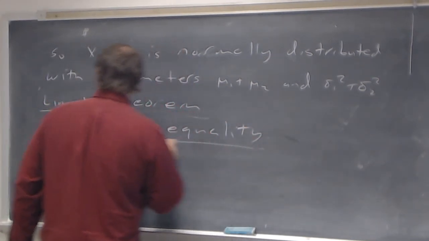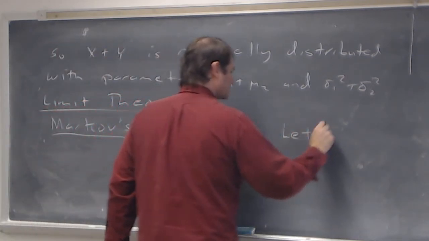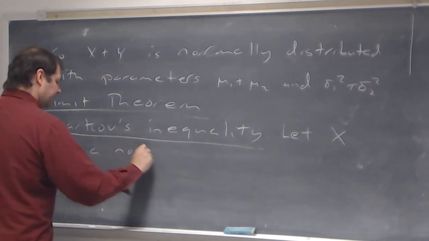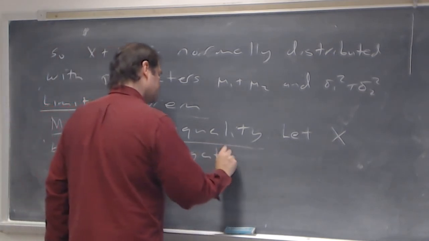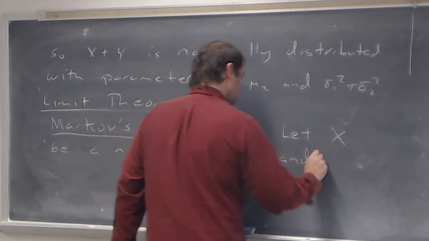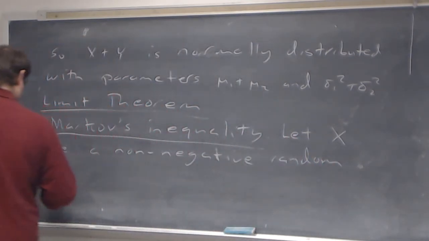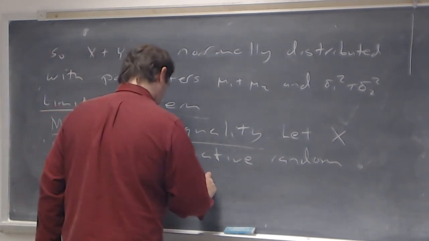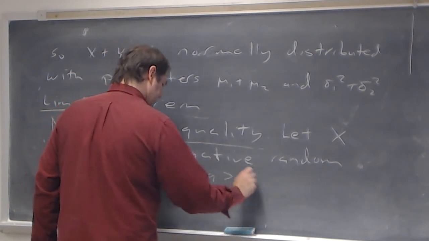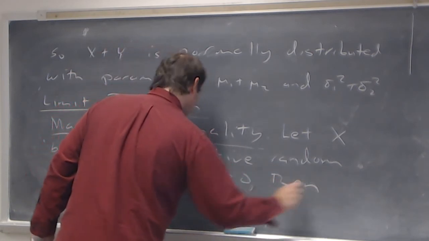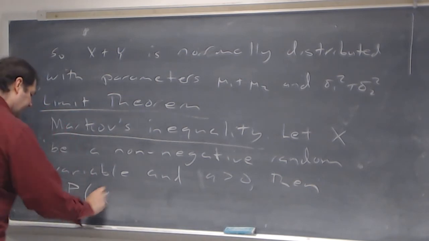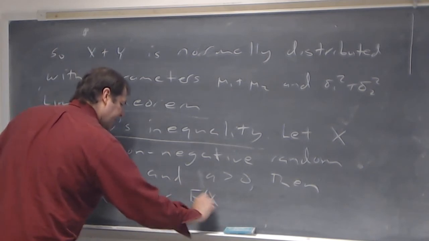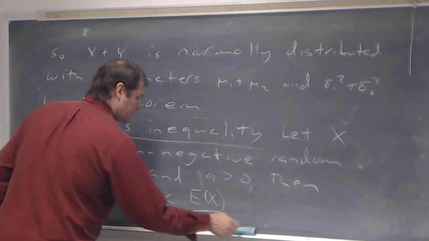And here's what it says. Let x be a non-negative random variable and a be some number greater than 0. Then the probability that x is greater than or equal to a is going to be less than or equal to the expected value of x over a. I'm going to prove this.